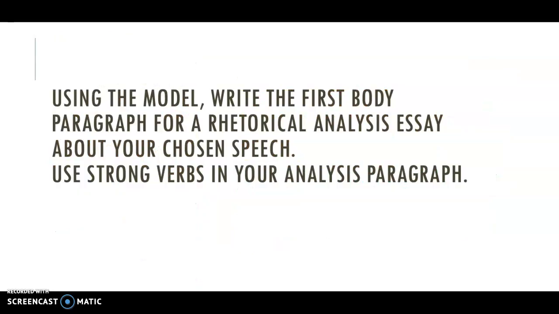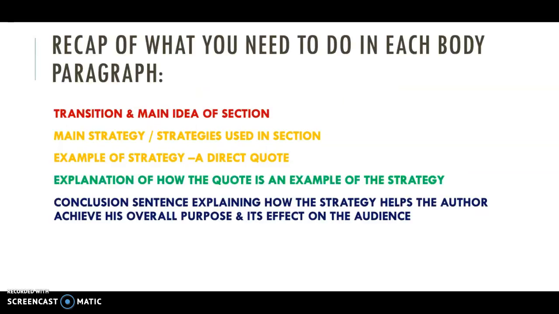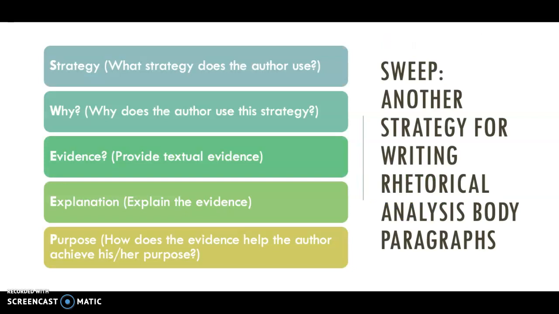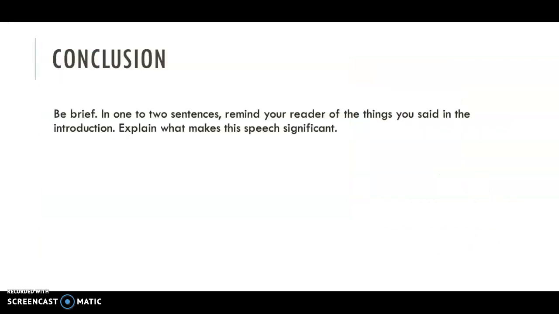So I would go ahead and write the first body paragraph for the first section that you have chosen of your speech. Recap each body paragraph: you need some kind of transition, the main idea of that section, the strategy, and a quote. Explain how the quote is an example, and then tie it into the overall purpose and effect on the audience. This is one more strategy that you can use, the sweep strategy. And then your conclusion.